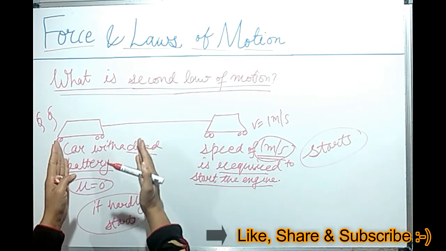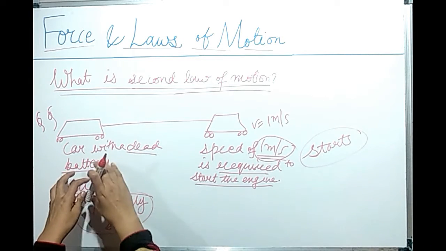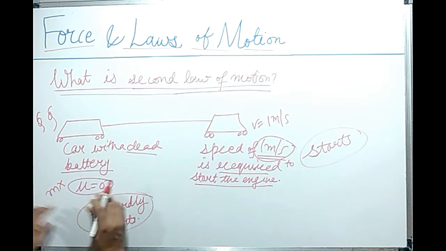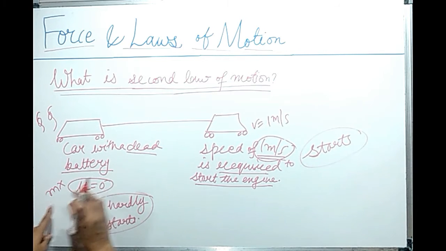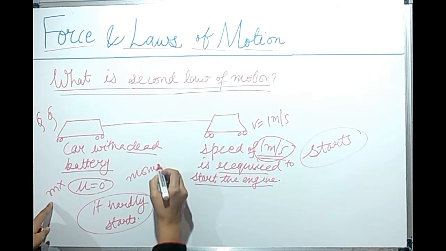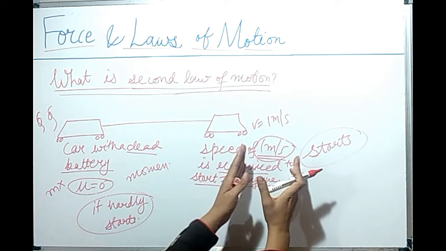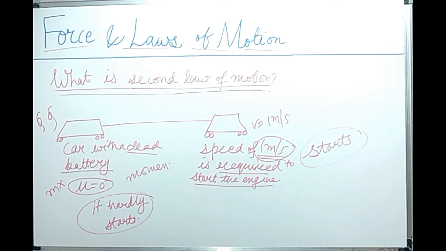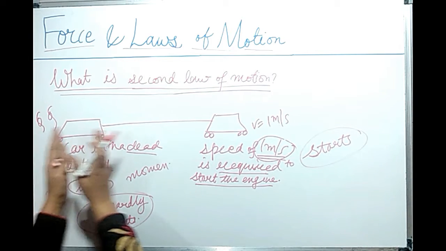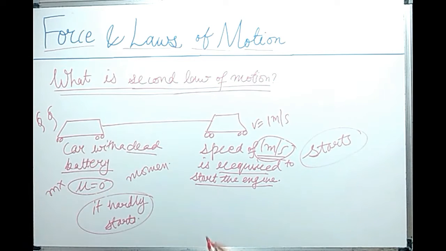So we can say that to change the momentum of the car from 0 to some value, momentum means mass into velocity. Here velocity is 0, and when we multiply it with mass, we get momentum. So initially the momentum is 0. To change this momentum to some value, force is continuously applied. Continuously applied means it is consuming some time also. That means we are talking about force which is applied for some time.